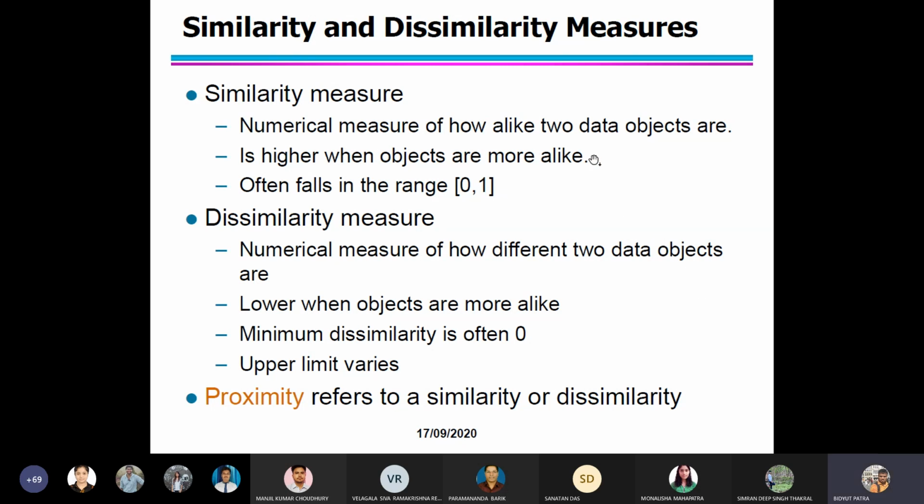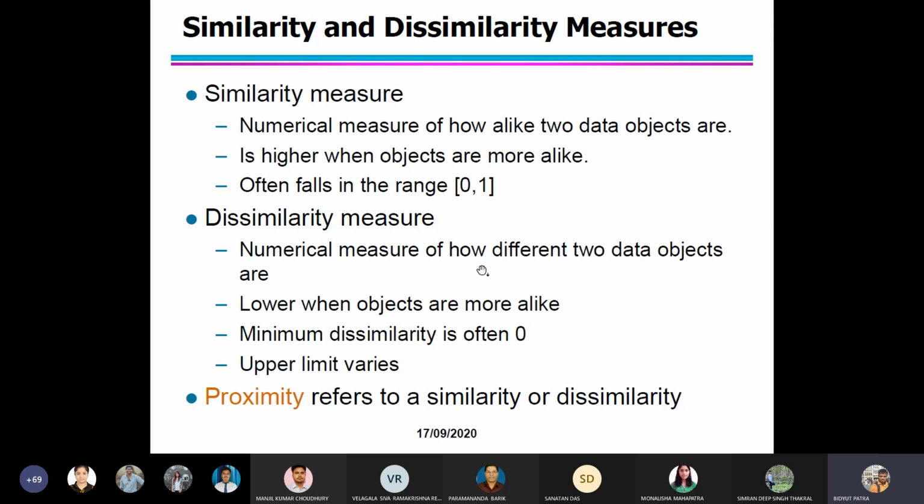So similarity is a numerical measure of how alike two objects are. Whenever the value is higher, it indicates the two objects are very much similar to each other, and the highest value will be 1 whenever the two objects are the same object. On the other hand, the dissimilarity measure is the opposite of the similarity measure. It is a numerical measure of how different the two objects are. The lower the value, the more alike the objects are, and it is reversed for the other.